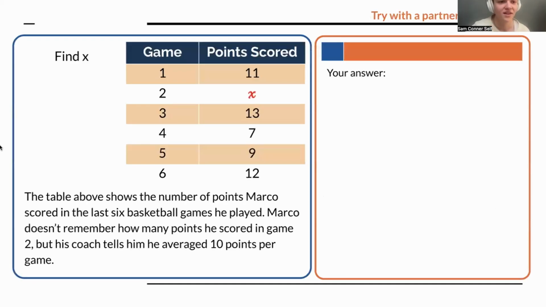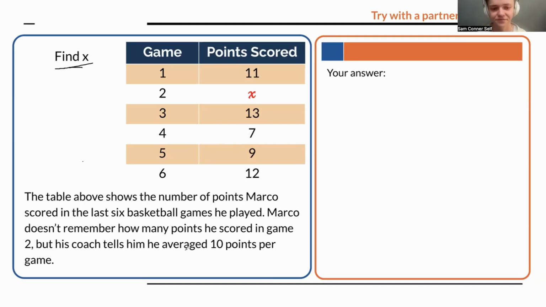All right. So this is a word problem using these topics that we've been talking about. They give you the data set in this table format. And again, the question is just asking us to find x. But then they tell us that the table above shows the number of points that Marco scored in the last 6 basketball games he played. Marco doesn't remember how many points he scored in game 2, but his coach tells him he averaged 10 points per game. So we want to find this.